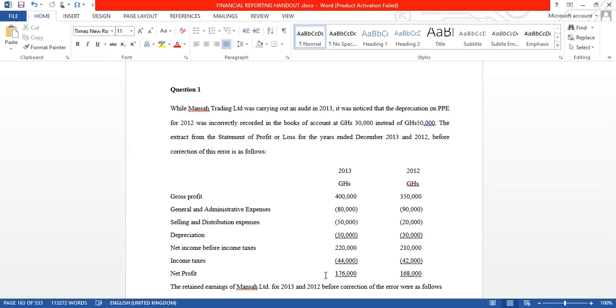So what we learned is that when we have situations like this, we need to go through and restate the opening balances of this one, which is a P&L item. So what we are going to go through is to try and restate the thing as if the error never happened. All right. As if the error never happened here. And let's see what we're going to get.